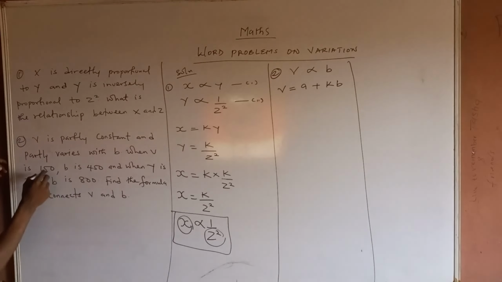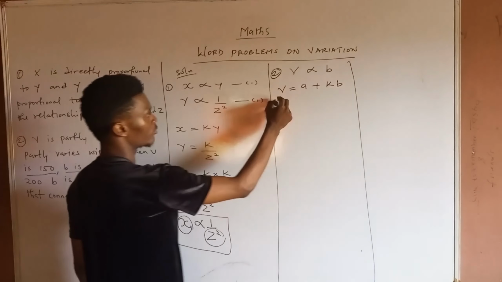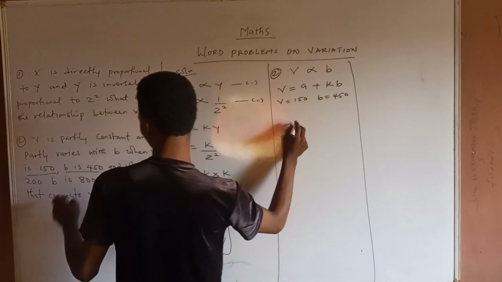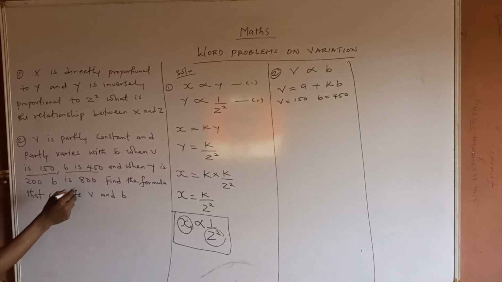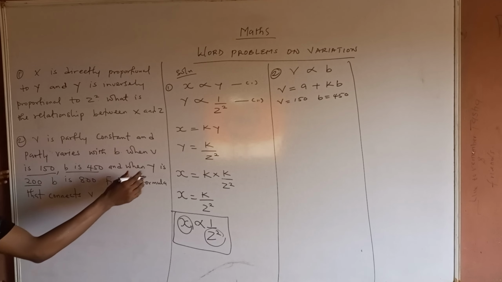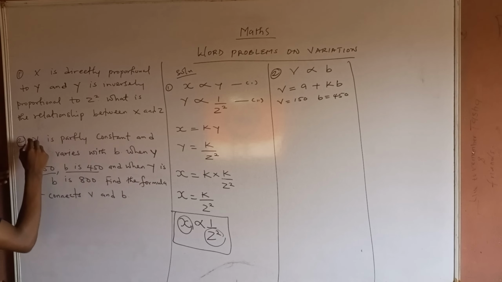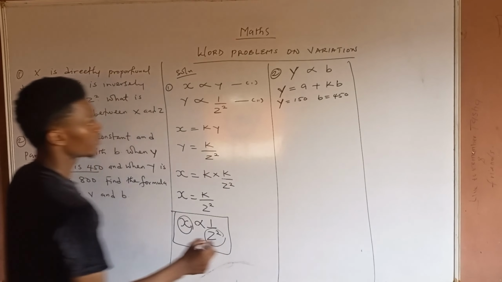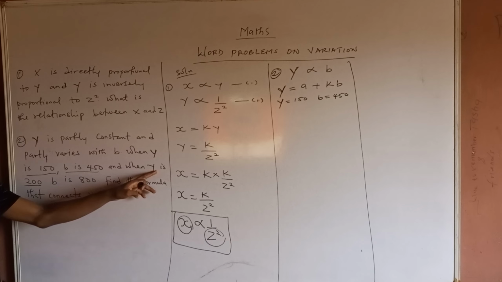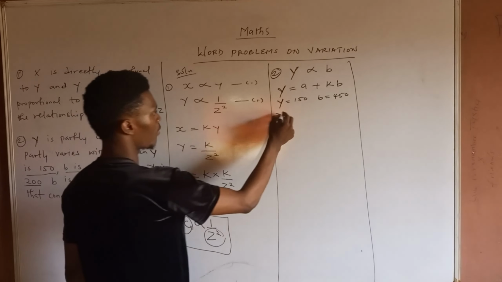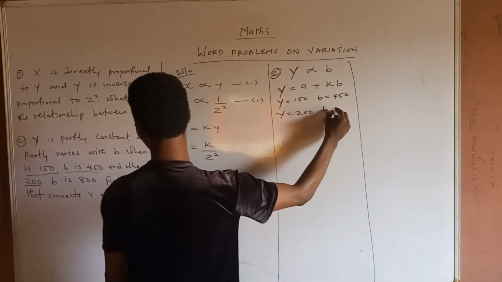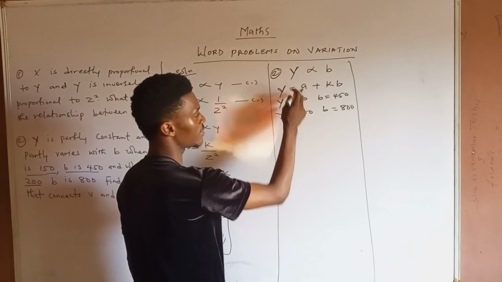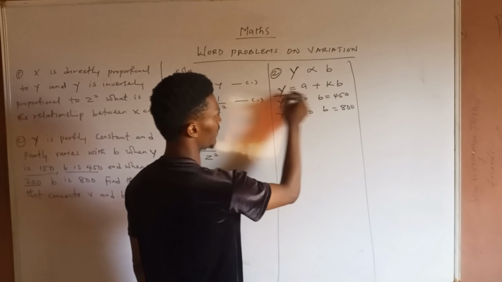We are given v to be 150 when b is what? 450. So v is equal to 150 when b equals 450, and that's the first statement. Then the second statement, our y, okay, is even y, not v, y please. So in the second statement, y is 200 when b is equal to 800. All right. So we can just substitute in place of this to arrive at a simultaneous equation from here.